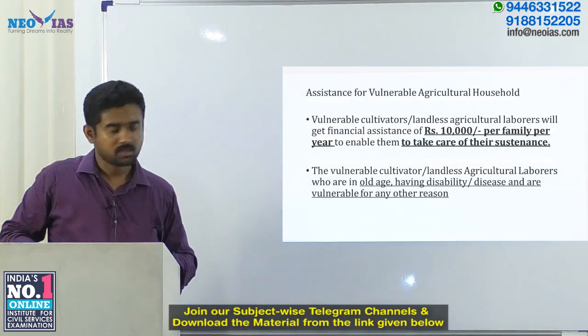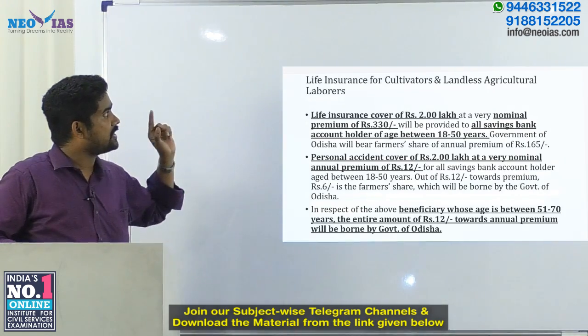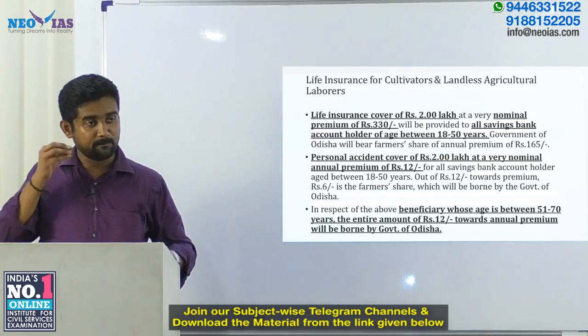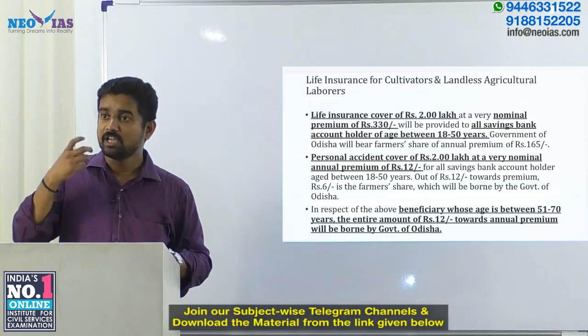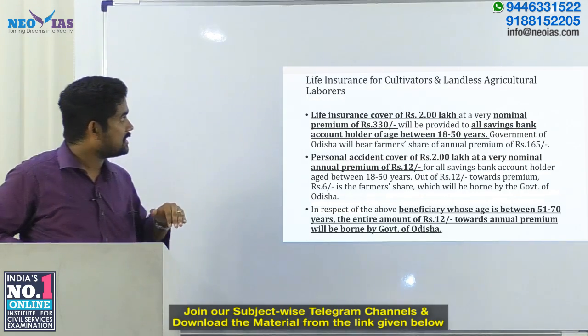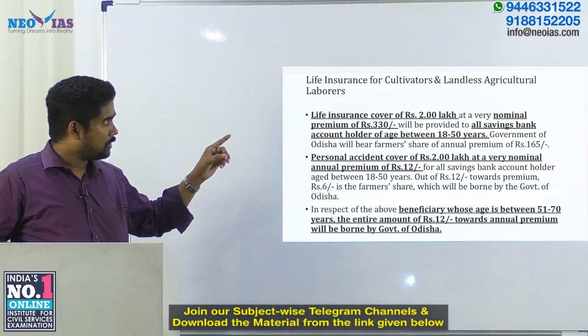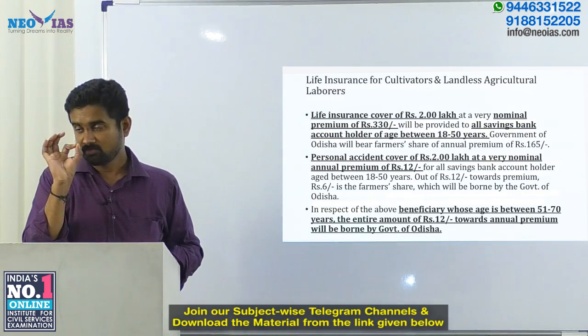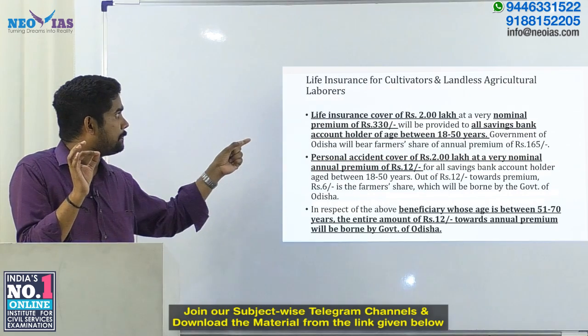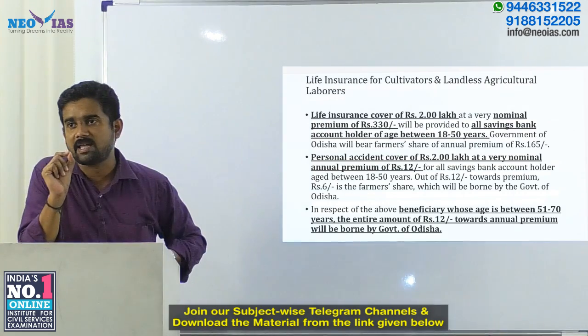Then, life insurance for cultivators and landless agricultural laborers. A major key component is the insurance component associated with the Kalia scheme. In this one, there is a life insurance cover of Rs 2 lakh at a very nominal premium of Rs 330.